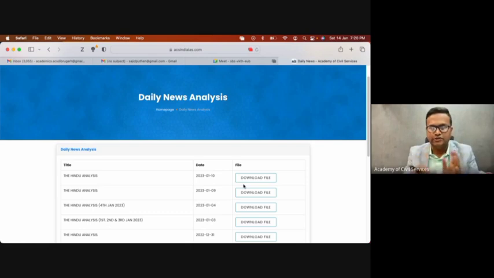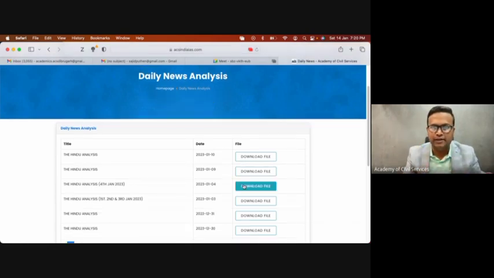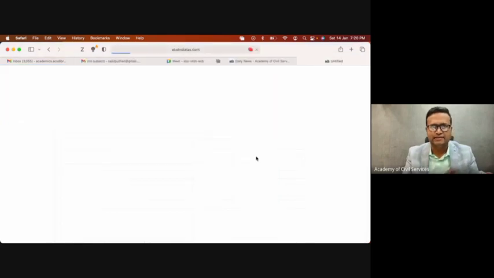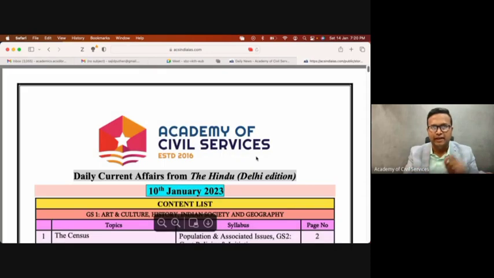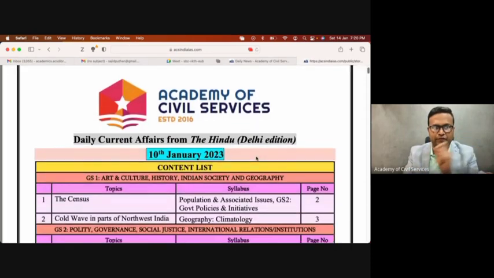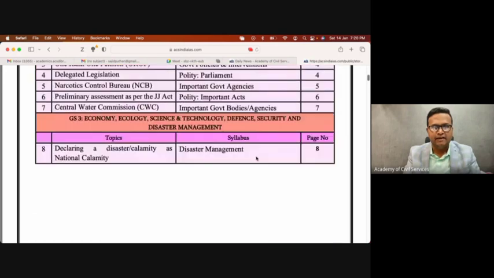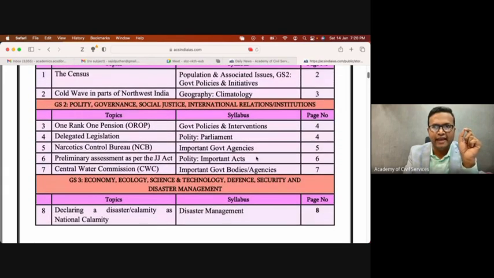If you are reading the newspaper of the 10th January 2023, you can click on this file and download it. This is an open platform. Anybody can get access to this website. Now, if you open the 10th January, you can see we have given you a list of 8 news.